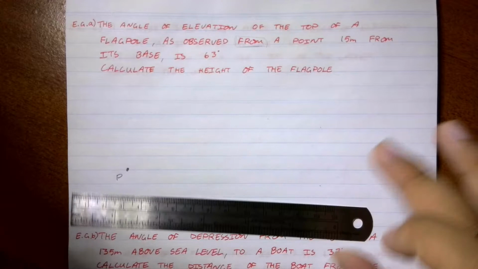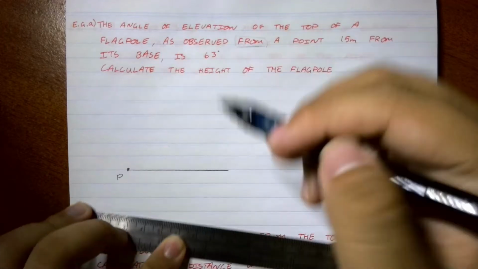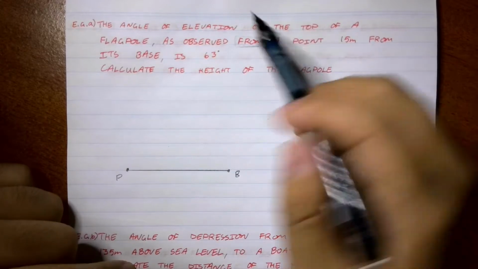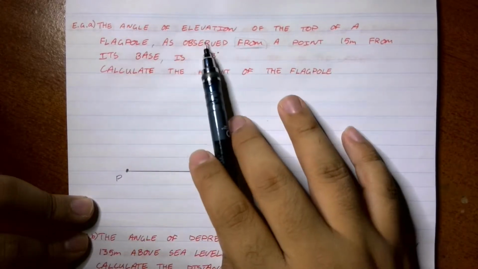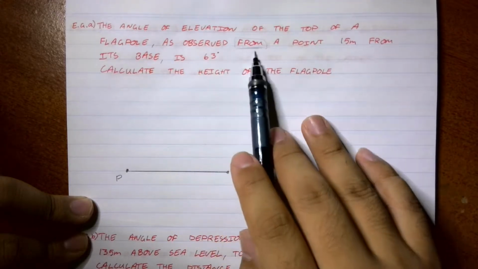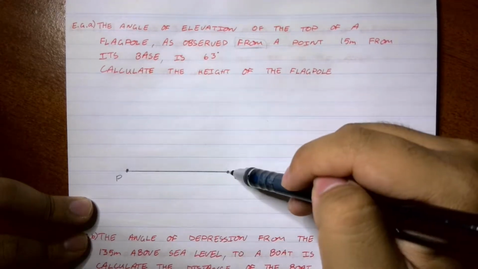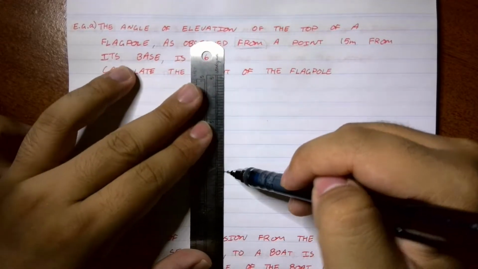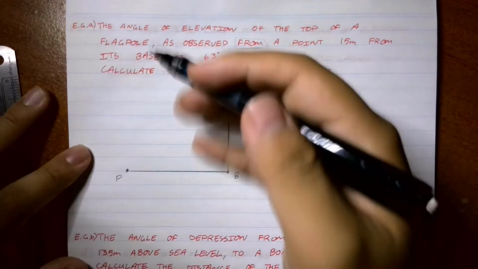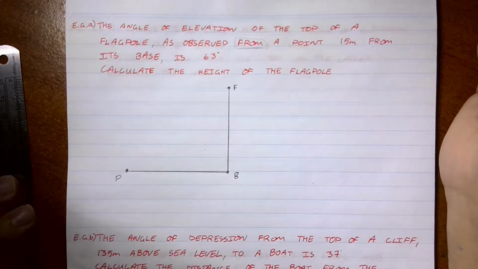So let's draw a straight line from the base of something we don't quite know yet. Here's the base. Let's put B for the base. So let's read this again. The angle of elevation of the top of a flagpole as observed from a point 15 meters from its base. Okay, so we're talking about the base of a flagpole. Here is the flagpole. Let's just draw it as a straight line. There we go. Let's put this top bit as F for flagpole.